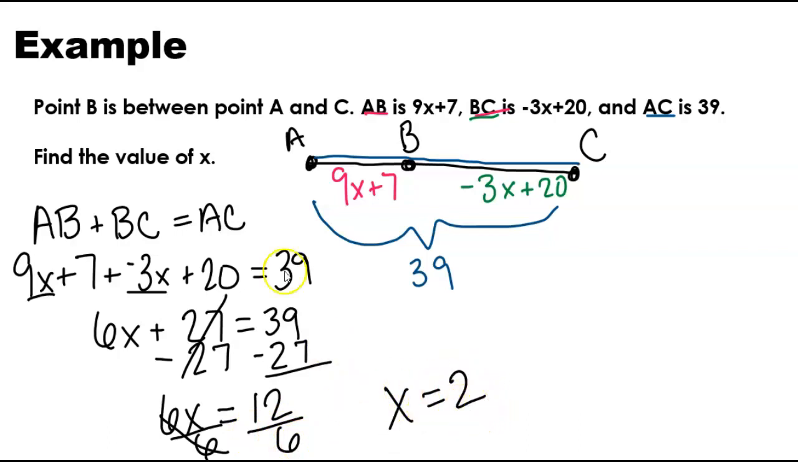And is that all they want us to solve for? Yes, they want the value of x. So we are done right there. Be careful though on problems like this, because sometimes they might want you to actually solve for x and then plug in to your equations to find the actual length of AB or the actual length of BC. So pay close attention whenever you are reading the problem to make sure that you're solving for the correct thing.